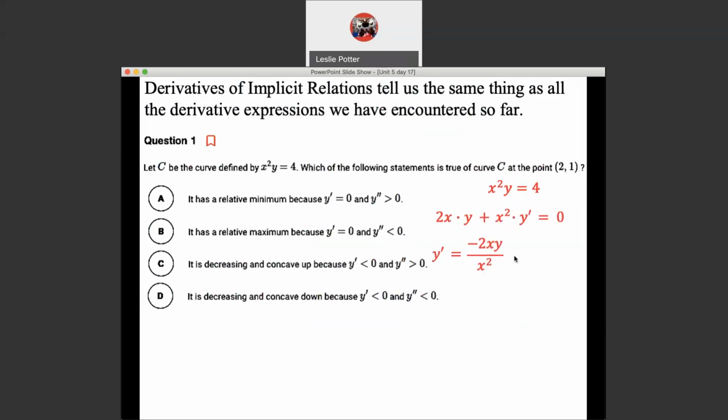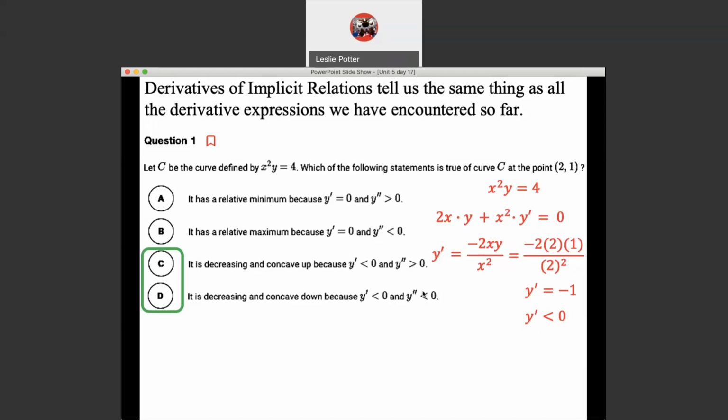Substituting in (2, 1), we get negative 2 times 1 over 2 squared. So the top is negative 4, the bottom is 4, so that's negative 1. So we know the first derivative is negative. So just from finding the first derivative, we can narrow down our choices to either C or D. Because we don't have a first derivative that's equal to 0, we have a first derivative that's negative. So we know we don't have a min or a max at this location.